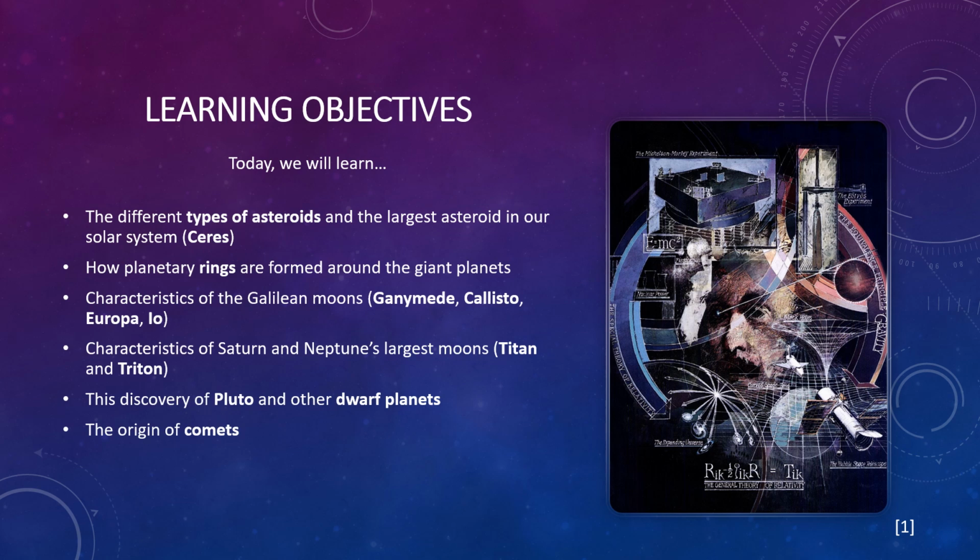We'll also discuss the characteristics of Saturn and Neptune's largest moons, those being Titan and Triton, respectively. We'll also discuss the discovery of Pluto and the other dwarf planets that are in our solar system. And lastly, we will talk about comets and where they come from.